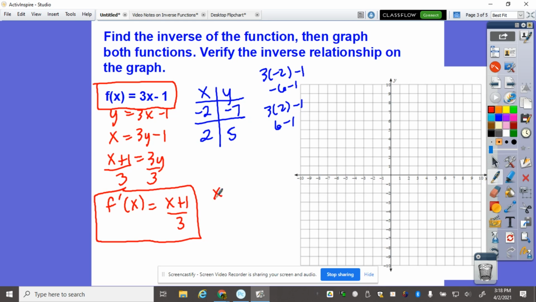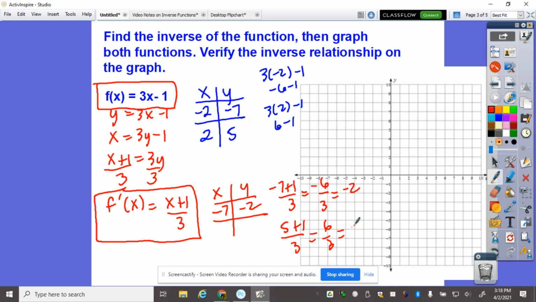Okay. For this table here, let's try negative 7. If you pick negative 7 here, negative 7 plus 1 divided by 3, that will give us negative 6 over 3, which is negative 2. And if we pick 5, 5 plus 1 over 3, that will give you 6 divided by 3, which is going to be 2. So this is 5, and this is going to be 2. Okay?